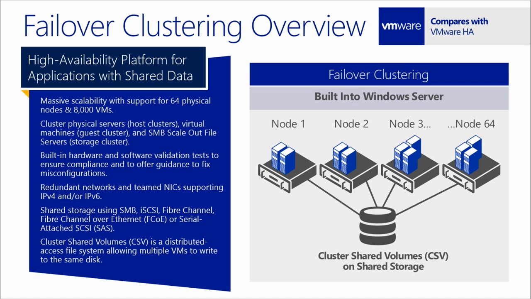So what we do in clustering now, in 2012 R2, is support 64 nodes and 8,000 VMs. We can actually cluster at the physical level, which is traditional clustering. But we can also cluster at the virtual level as well, and we call this guest clustering.